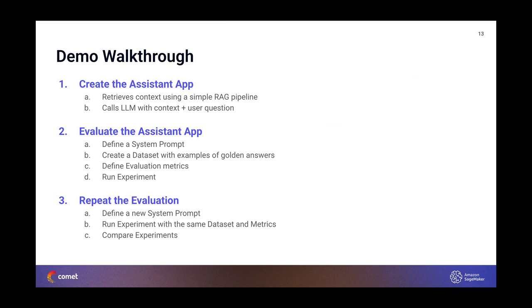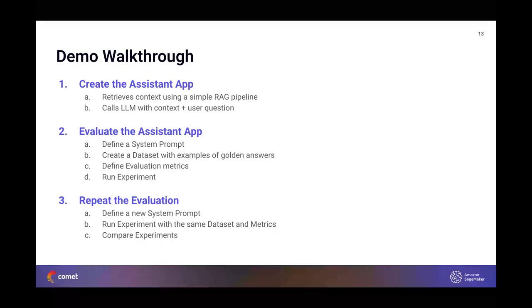More concretely, we'll be covering several common workflows and use cases. We'll be creating an assistant app, retrieving context using a simple RAG pipeline, and then calling an LLM with context and user questions. For this, we'll be using SageMaker notebooks, Bedrock, and keeping track of everything in OPIC from Comet. Next, we'll be setting up some evaluations for this assistant app.